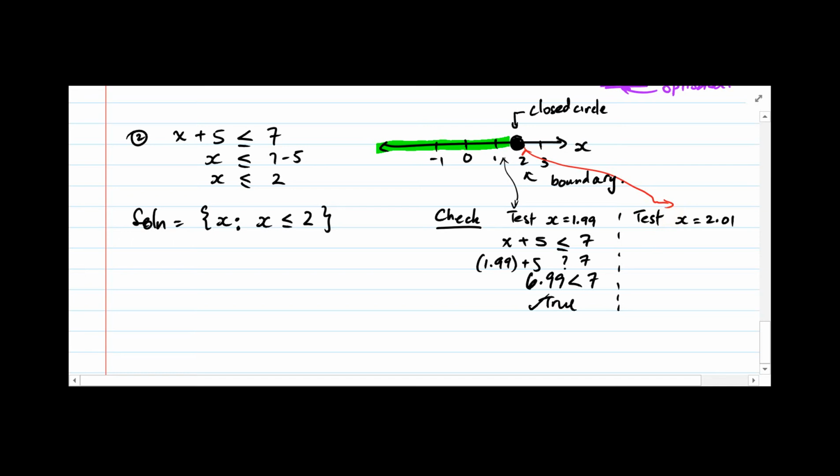Now let's take the other side, which we know would be incorrect, but I just want to point it out. Taking the inequality and 2.01, when we substitute plus 5, what's going on? This would be 7.01 and 7. This is greater than 7, so it's false. 7.01 is incorrect. It is not less than or equal to 7.